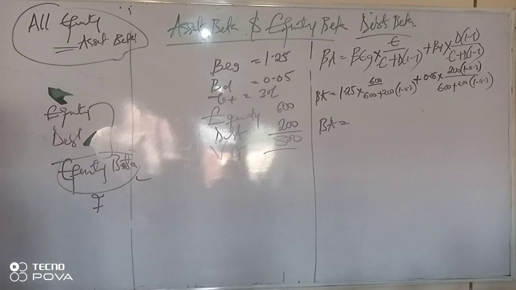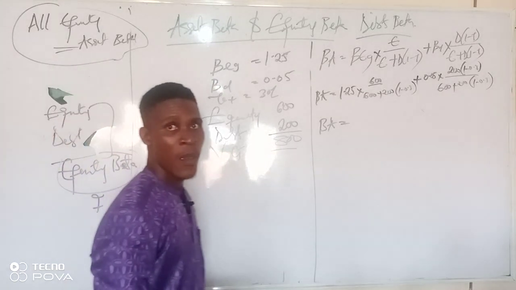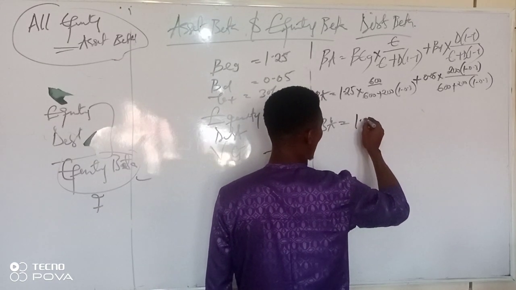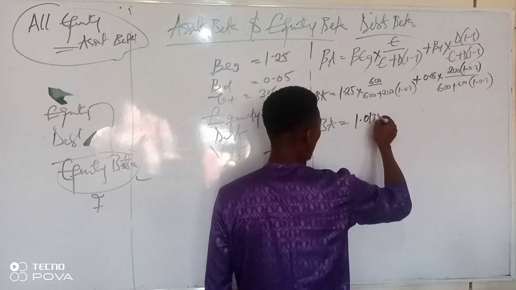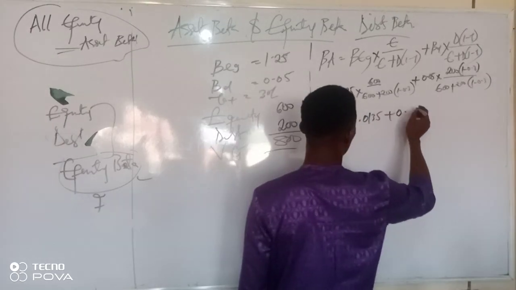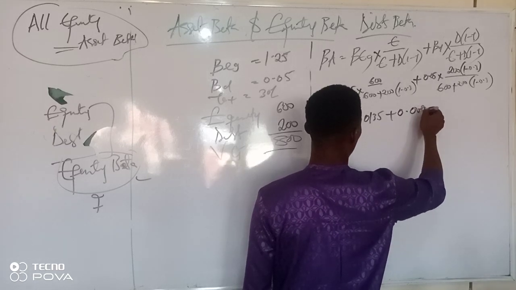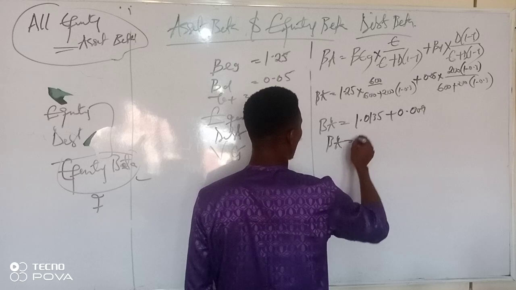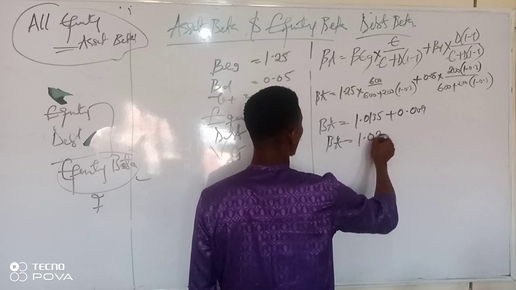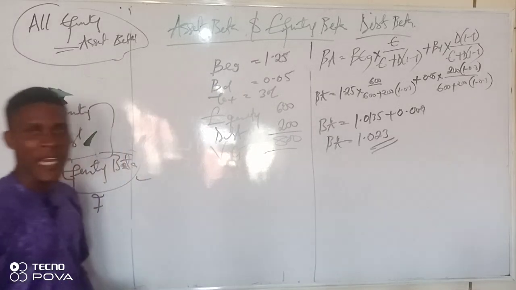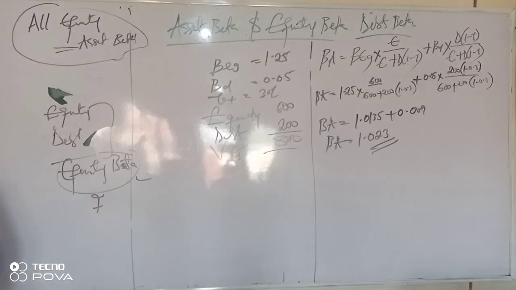Final answer? For the first one, yes: 1.0135. The other one is 0.009, so that is the beta asset now. Better. 1.0223. Don't forget, beta assets will always be lower than beta equity.